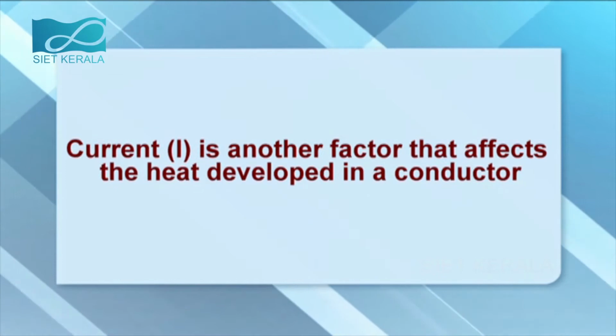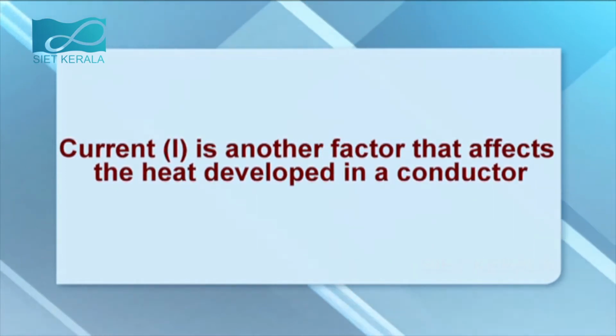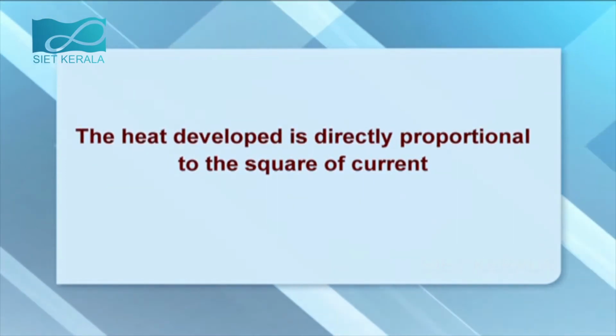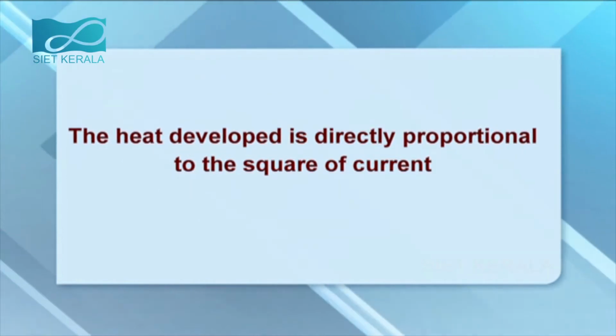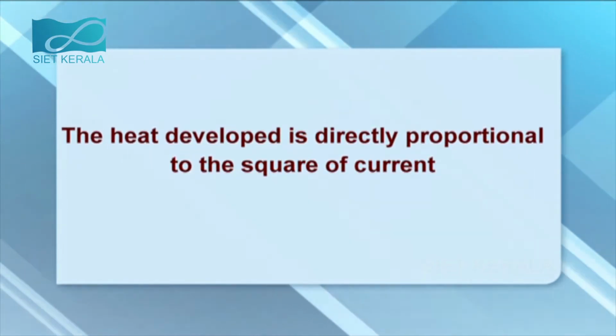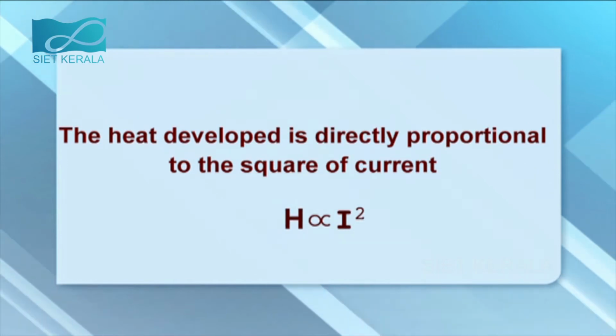The symbol of current is I. The heat is directly proportional to the square of the current. It can be expressed as H proportional to I squared.